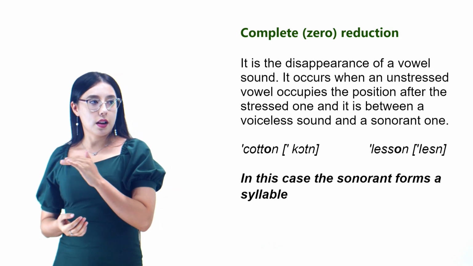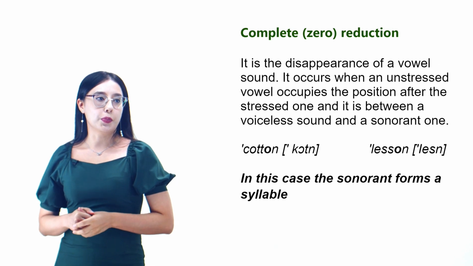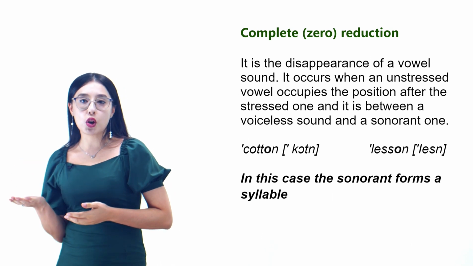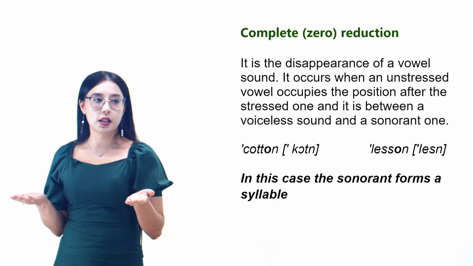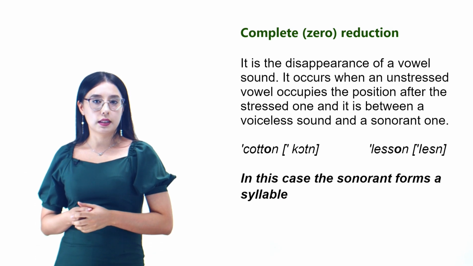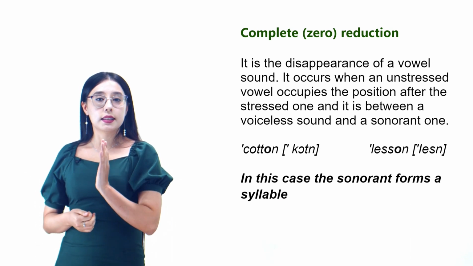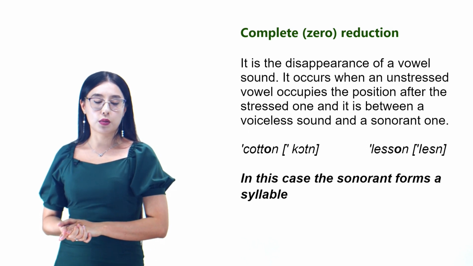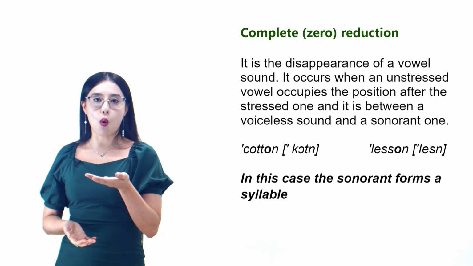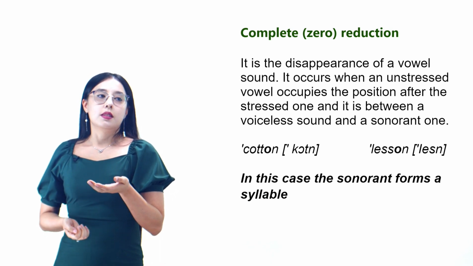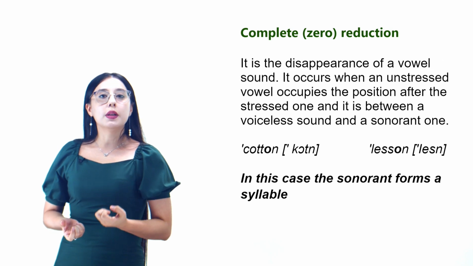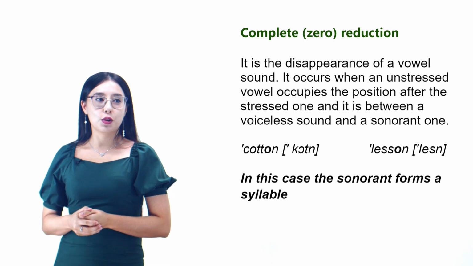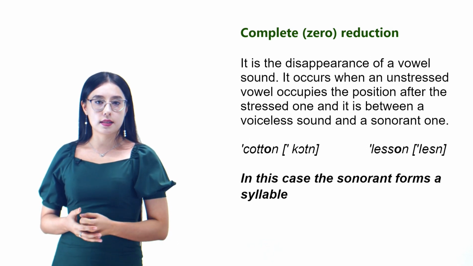Like other features, we have a few rules here. You can omit the sound when it is between a voiceless sound and a sonorant sound. For example, cotton. T is a voiceless sound, and n is a sonorant sound, and in the middle we have the O vowel. As it's in the middle of voiceless and sonorant, we omit it. I'm not pronouncing it like "cotton"; yes, that's totally wrong.